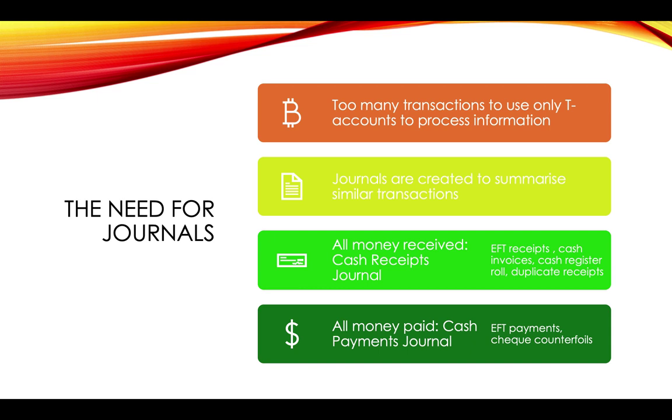So the cash receipts journal will be drawn up using our proof of EFT receipts where customers might have done internet payments into our account, cash invoices from cash sales or a cash register roll if your business is big enough to have a till, and maybe duplicate receipts for monies paid directly to the business. The cash payments journal will be made up of records of any EFT payments that have been made, and if you are still very old-fashioned and using checks, then yes, you would use your check counterfoils. In reality, you might also pick things up from bank statements, for example, if there were bank charges and things that you had to pay.